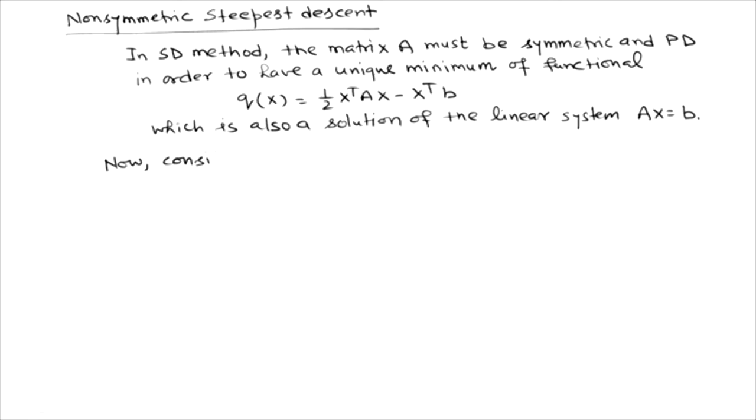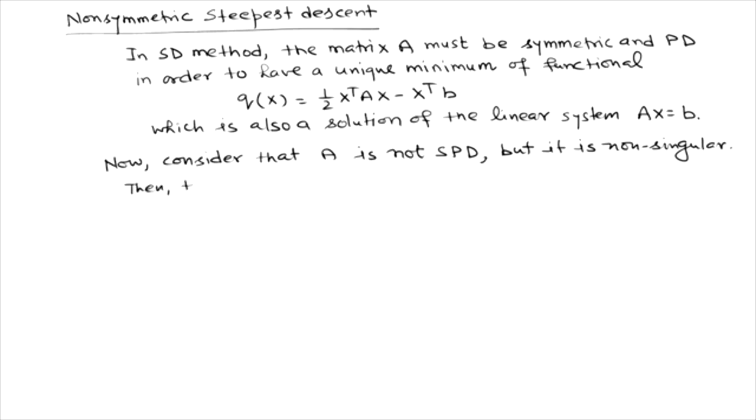Now just consider that A is not SPD. SPD stands for symmetric and positive definite, but it is non-singular. Then the matrix A transpose A is symmetric as well as positive definite, and the algorithm can be applied.